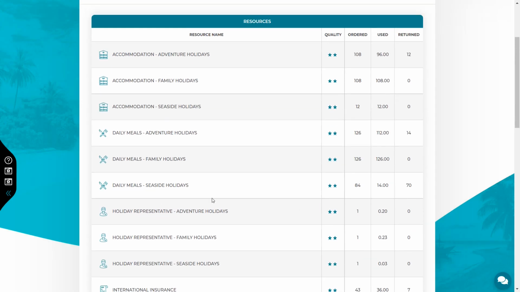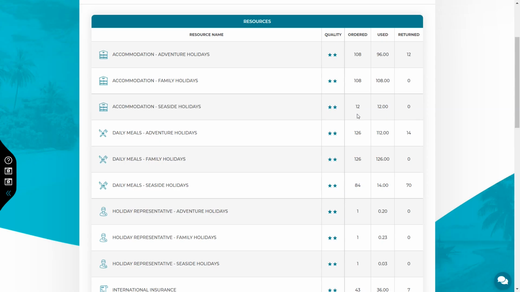The second resource is daily meals, seaside holidays. Remember that in the case of meals, we buy 7 daily meals per 1 customer. For 12 people, we should have bought 84 daily meals, and we had exactly that many. Of these, 14 were used to serve 2 customers, and the rest was returned, so there was no problem with this resource as well.